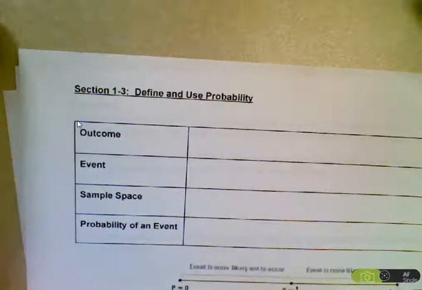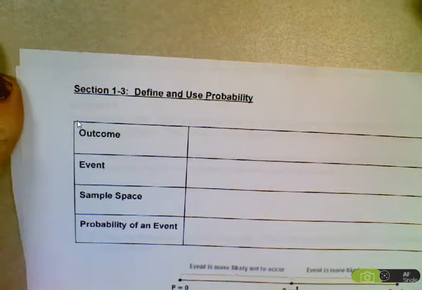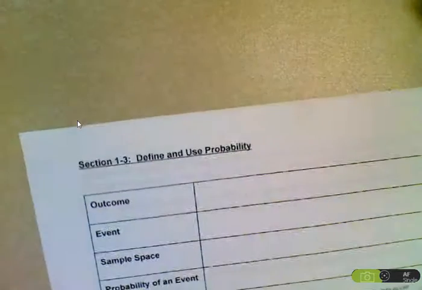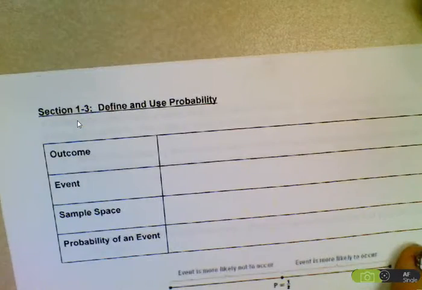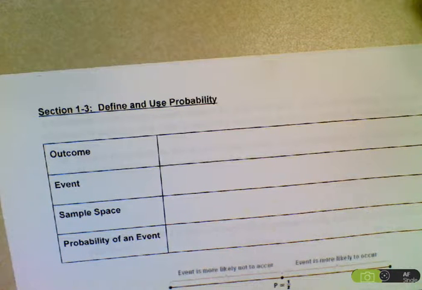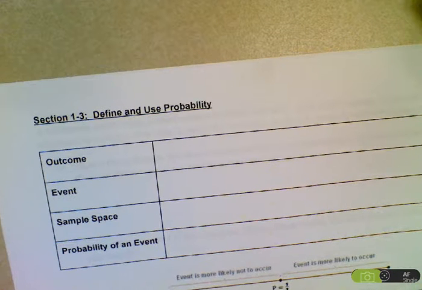Okay, so today we're working on section 1-3, define and use probability. So now you've done a little bit of probability with permutations and combinations. Now we're getting to more specific probability of something happening or not happening. We can also call that the odds. So let's do some definitions first.